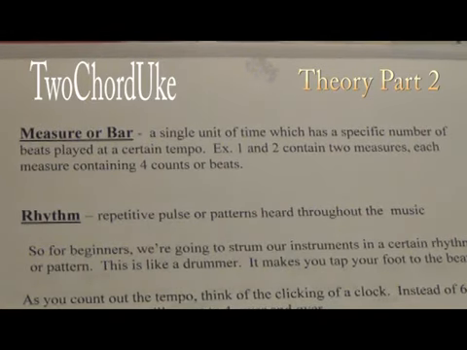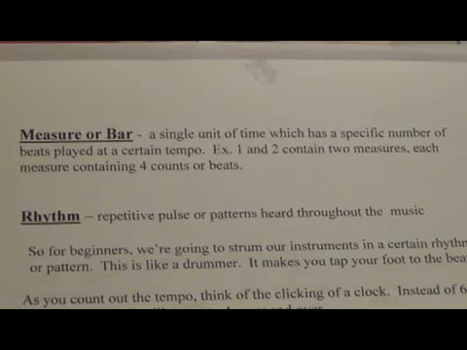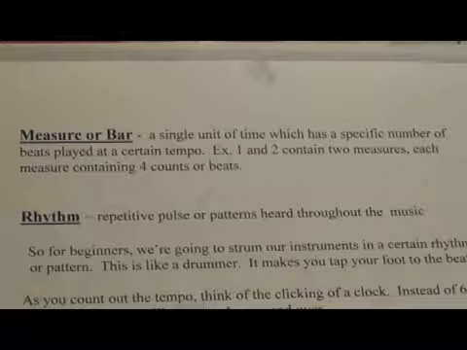Okay, this is part two of simple music theory. Next thing we need to talk about is called a measure or bar, which is a single unit of time which has a specific number of beats played at a certain tempo.